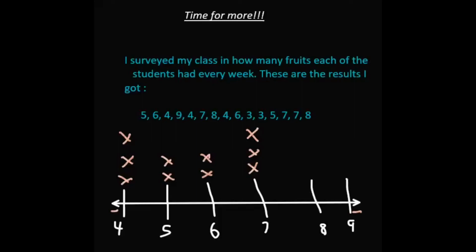So let's draw down 2. 1 and 2. Next we have 9. So let's see how many people ate 9 fruits. Looks like they were prepared. Okay, so 1, 2, or no, just 1, and that's it. Only one person had 9 fruits in the week.